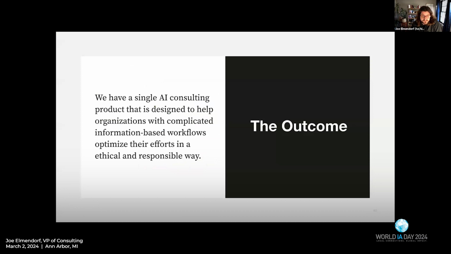So as a result, we were able to bring together many of the great ideas into a cohesive whole, coordinate our efforts and intentions, and have a product that we could start to market and sell. And so we have an AI consulting product that's designed to help organizations with complicated information-based workflows optimize their efforts in an ethical way around enabling human thriving. And that's pretty great.